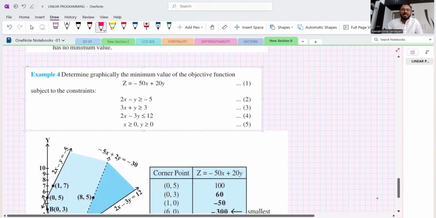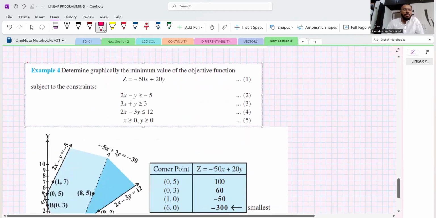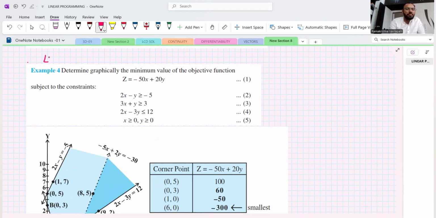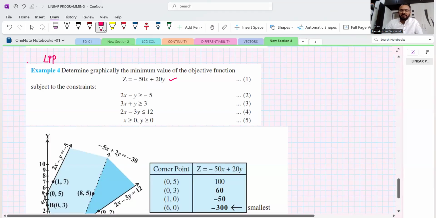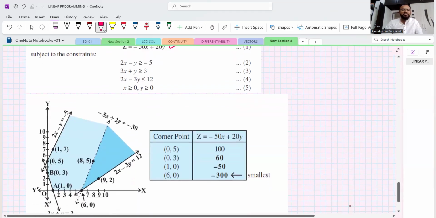Now, let us consider an LPP. From now onwards we call it an LPP, a linear programming problem. Here, this is the objective function, and subject to these are the constraints. The only point is how to decide, for less than or equal to or greater than or equal to, which region has to be taken. That I'll explain very clearly.